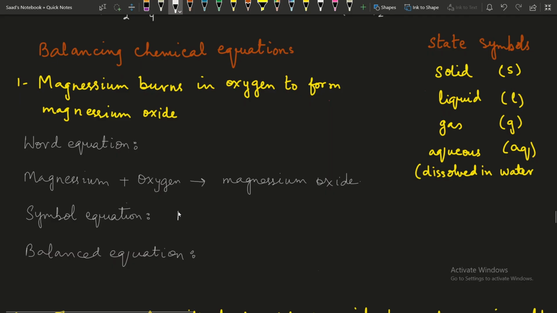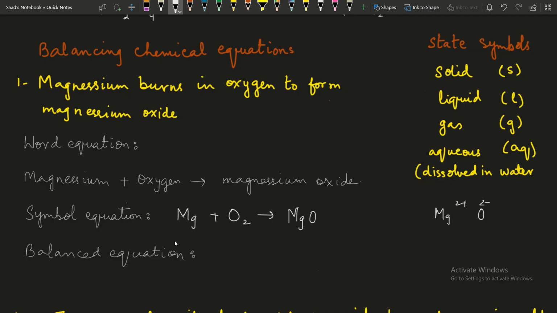The symbol for magnesium is Mg, for oxygen it is O2, giving you magnesium oxide. Now first of all you have to see what's the formula for magnesium oxide. Magnesium belongs to group 2. It has a charge of positive 2. Oxygen belongs to group 6, having a charge of negative 2. So they will balance each other, and then the formula would be MgO.